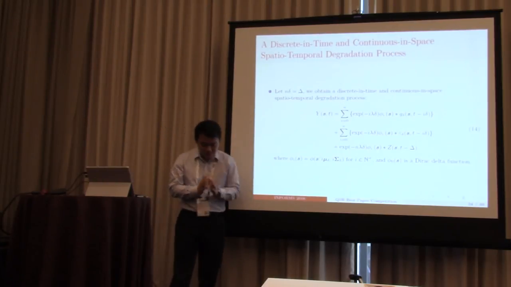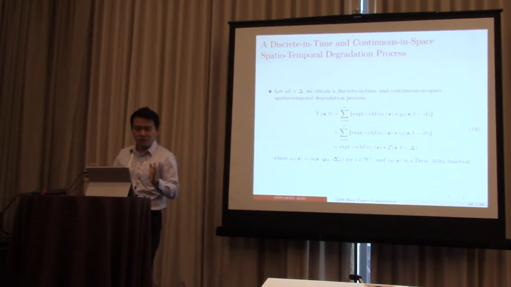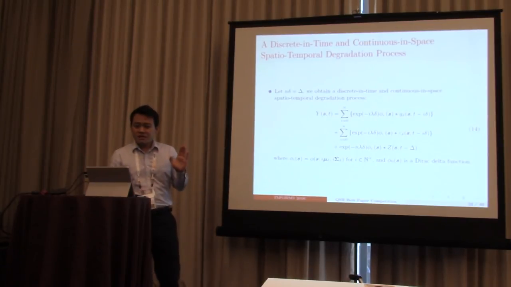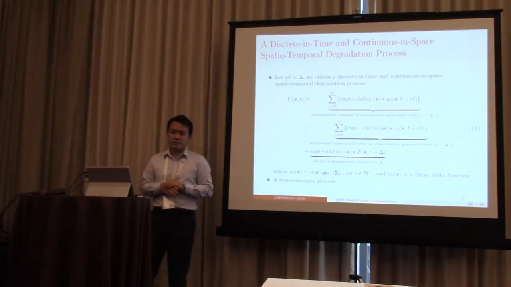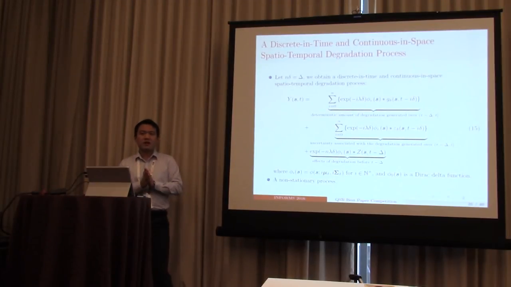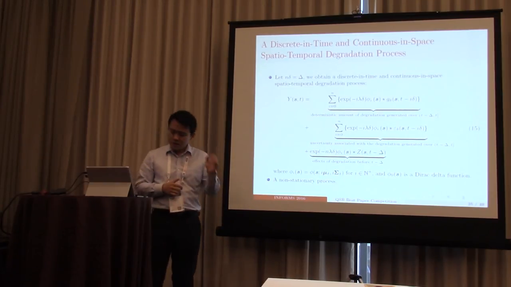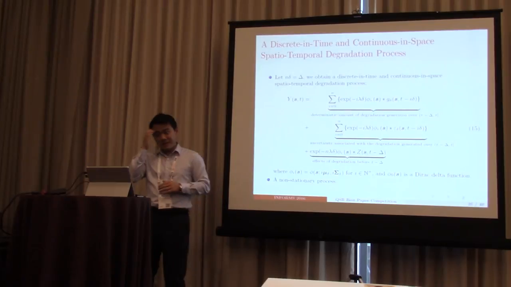Basically, we're going to further divide this time interval into a number n of smaller time intervals, and we have this expression. Three terms on the right side, all of them have clear interpretations. The first term on the right side is a deterministic term. It captures the amount of degradation generated over the time interval from t minus delta to t.